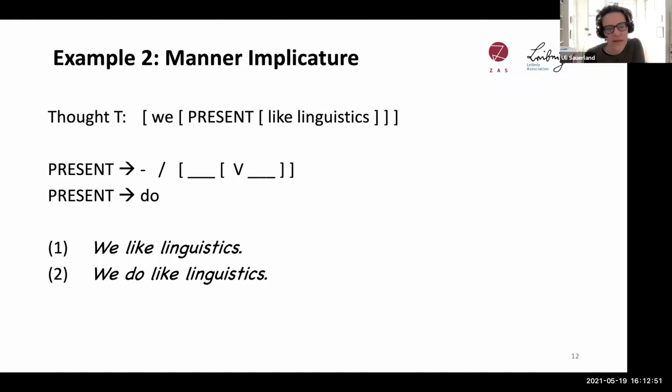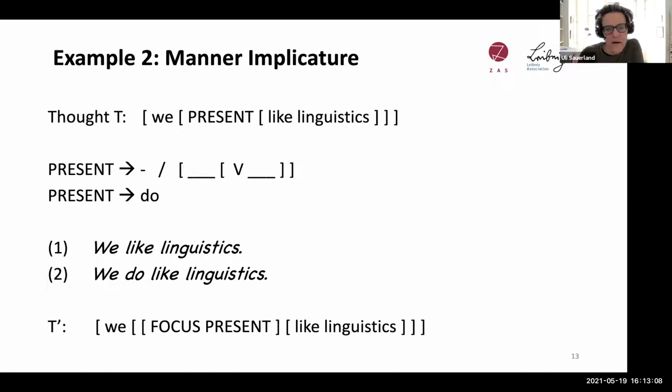Now, to account for the fact that also sometimes two is possible, so we do like linguistics, that would have to be an articulation of a different structure. So for example, one where there is focus applying to the present tense, like here, where then this environment condition of the null articulation would be blocked, and therefore only two is a possible articulation of T prime. So that's the basic framework we are assuming.